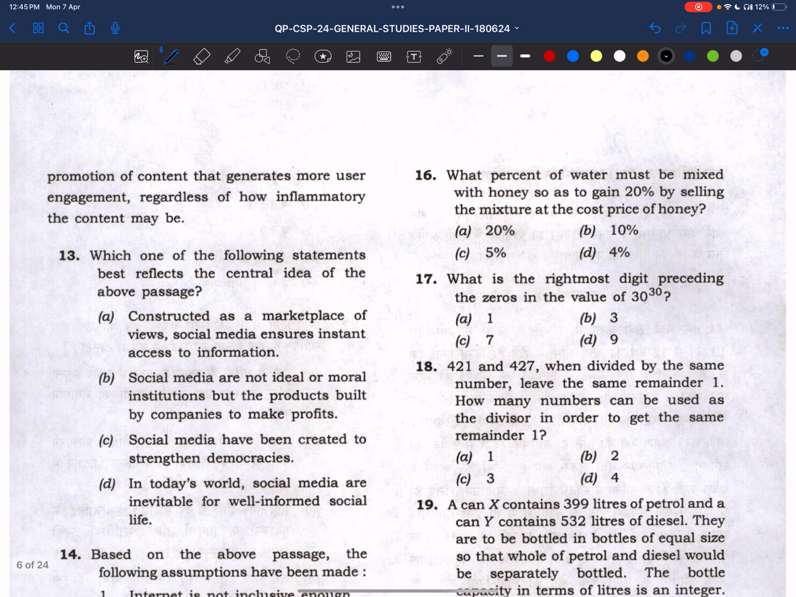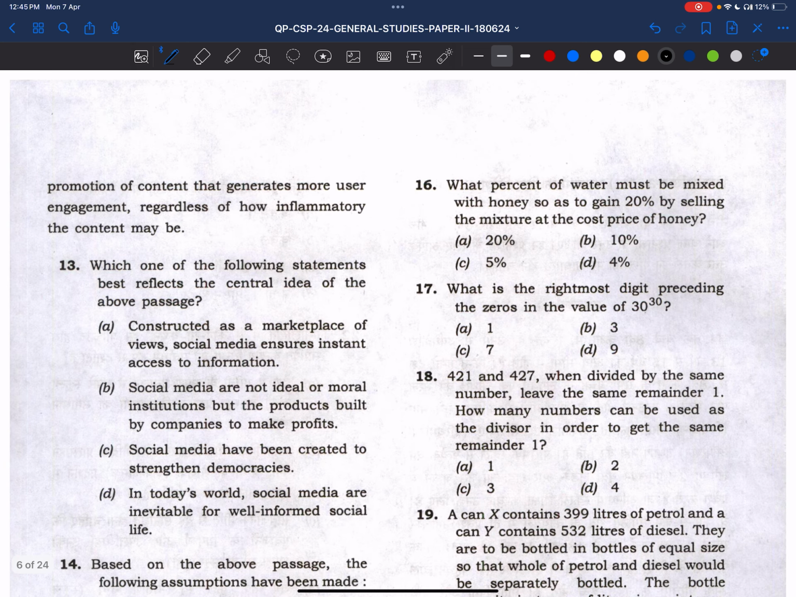Okay, let's look at the 16th question. What percentage of water must be mixed with honey so as to gain 20% by selling the mixture at the cost price of honey? Let's take, earlier honey was 100 ml and its price is 10 rupees. So what is the cost price? 100 into 10, that means 1000 rupees, right?